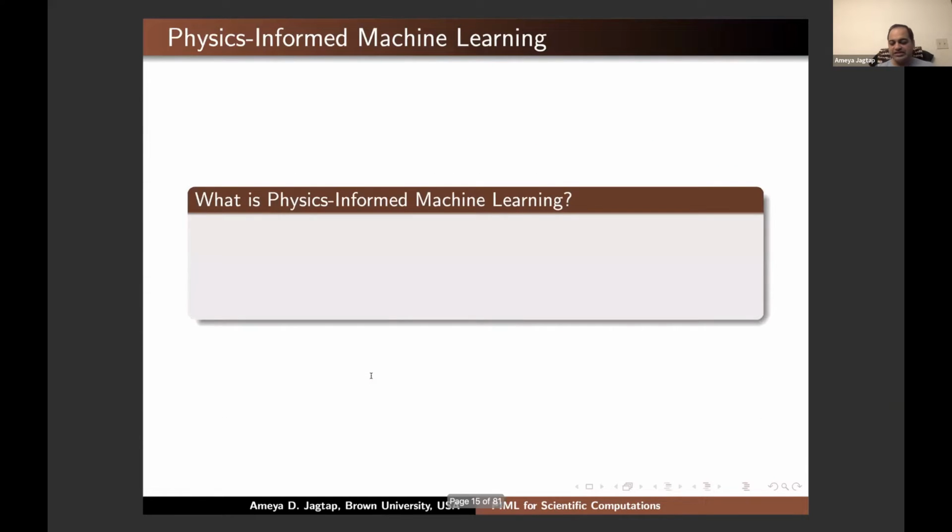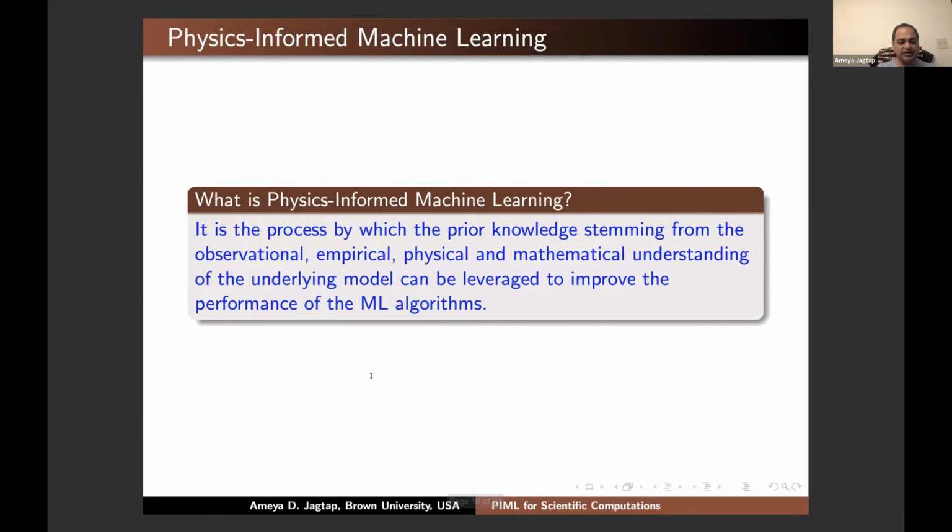So the basic question is, what is physics-informed machine learning? Here is a dictionary definition. It is a process by which the prior knowledge stemming from the observational, empirical, physical, and mathematical understanding of the underlying model can be leveraged to improve the performance of the ML algorithm. By incorporating the physics in the machine learning framework, we are trying to improve the robustness of the machine learning algorithm, as well as its trustworthiness.